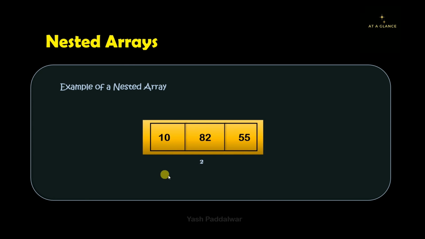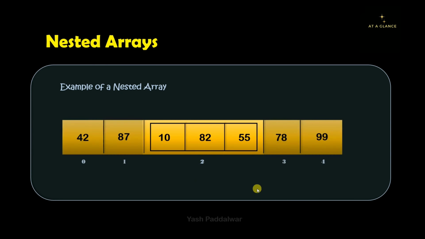So you can see that this small array of 3 elements is inside the large array, and this is located at a single index. I hope the concept of nested arrays is clear to you all. Now let's have a look at how we can implement nested arrays in Python.